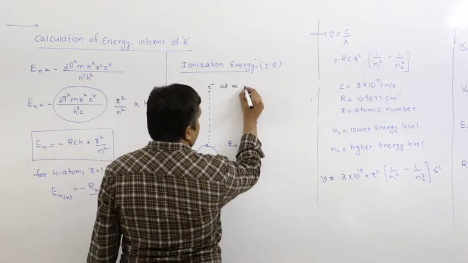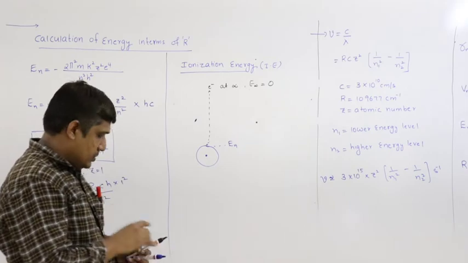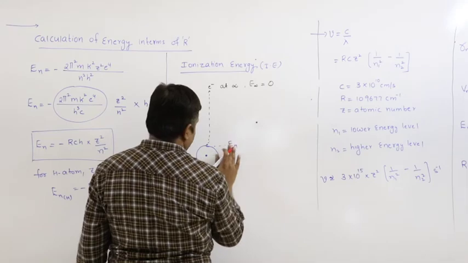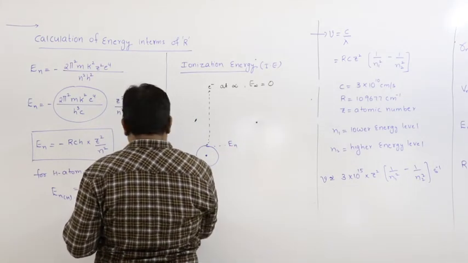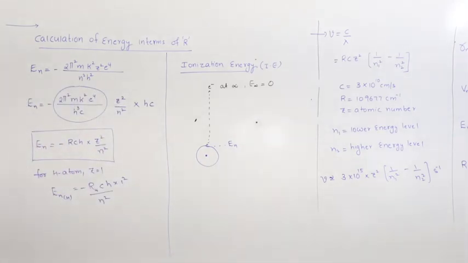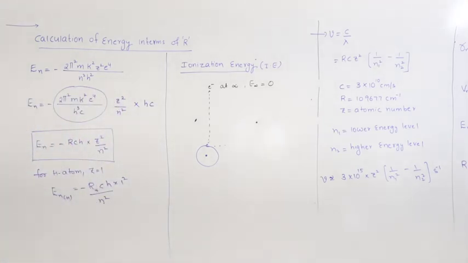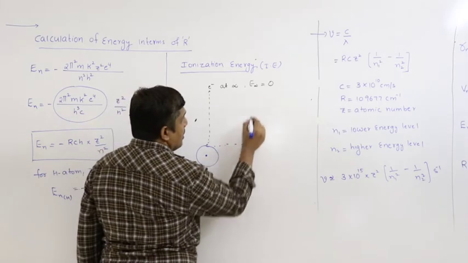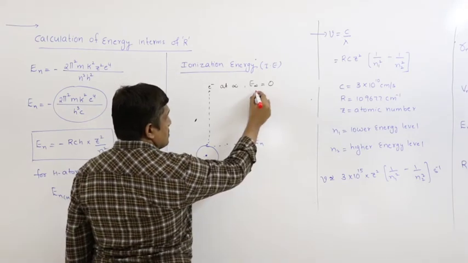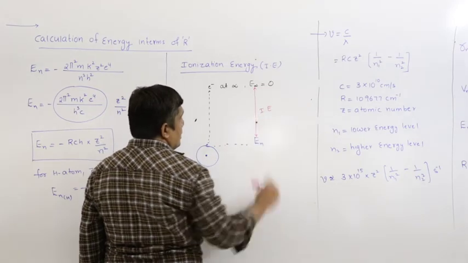So what is the energy of electron at infinity? Energy of electron at infinity is considered to be 0. So this difference we call it as ionization energy. Energy required to remove the outermost electron or most loosely bound electron from the neutral gaseous atom. This we call it as ionization energy.